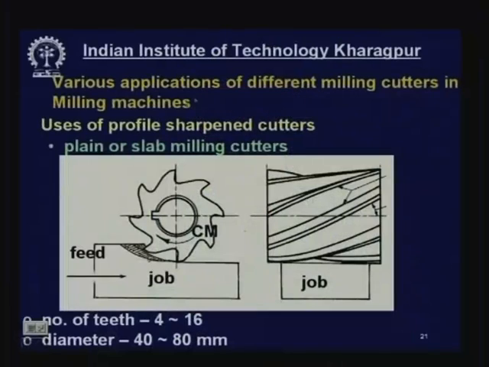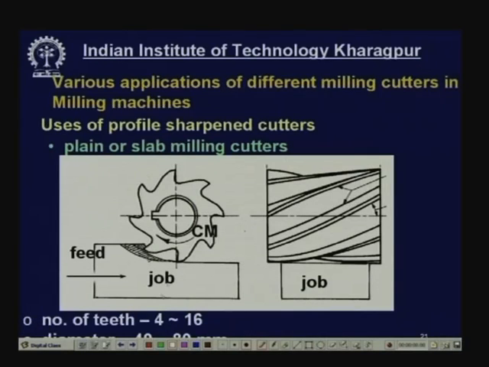Now, let us see the various applications of different milling cutters. First, let us start with uses of profile sharpened cutters. This is a profile sharpened cutter. It looks like a cylinder, a hollow cylinder.